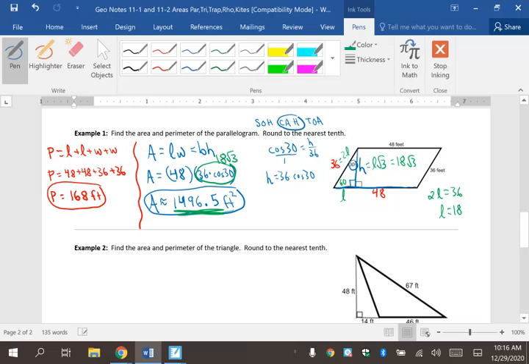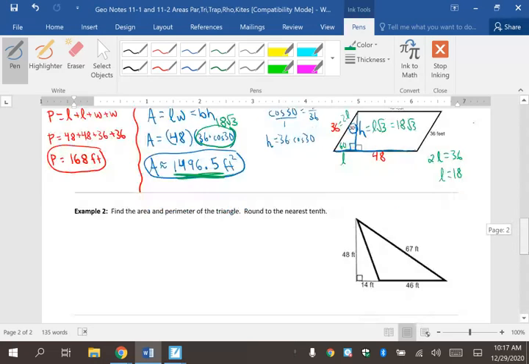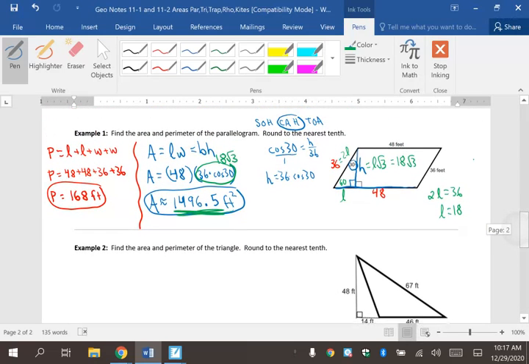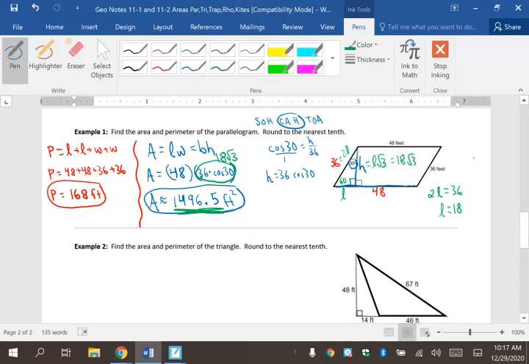So either if you want to use the L's for a special right triangle or SOHCAHTOA, you still get the same final simplified answer. Let's go ahead and try the next problem. So we are reviewing chapter 8 on trigonometry in chapter 11. Example 2, find the area and perimeter of the triangle.